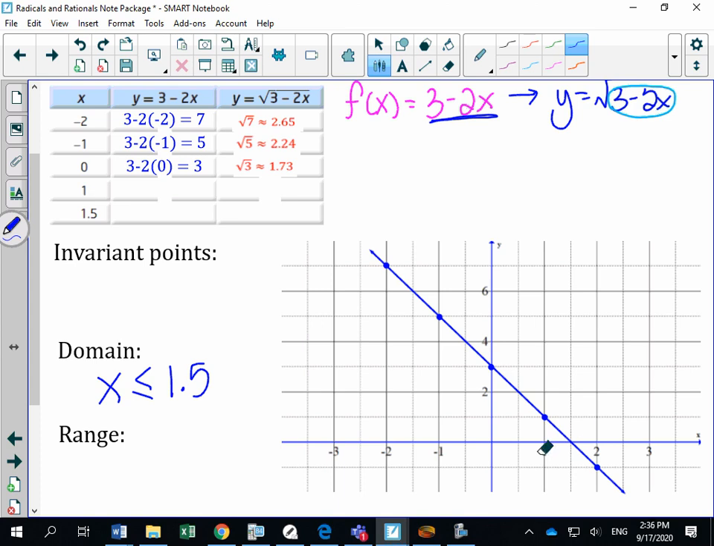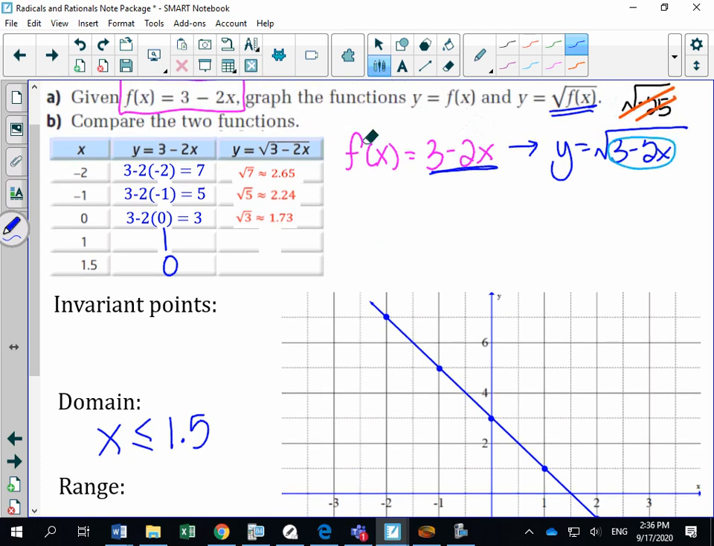When x is 1, the corresponding y value is going to be 1. And when x is 1.5, right here, the corresponding y value is 0. So these were coordinates, so negative 2, 7, negative 1, 5. They were coordinates on my original graph. Now what we do is to get coordinates on my radical graph.